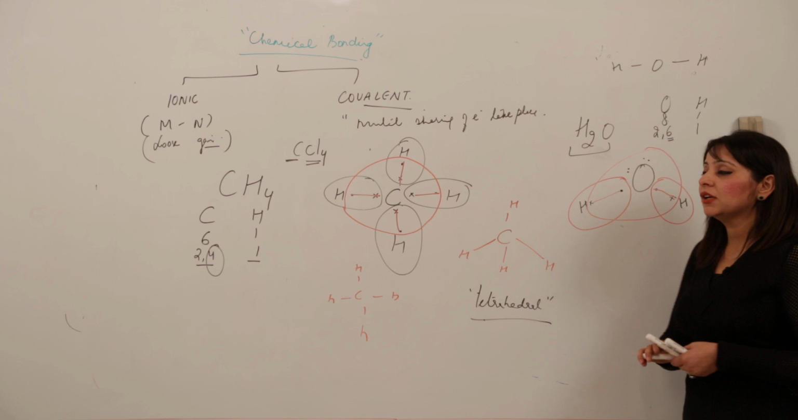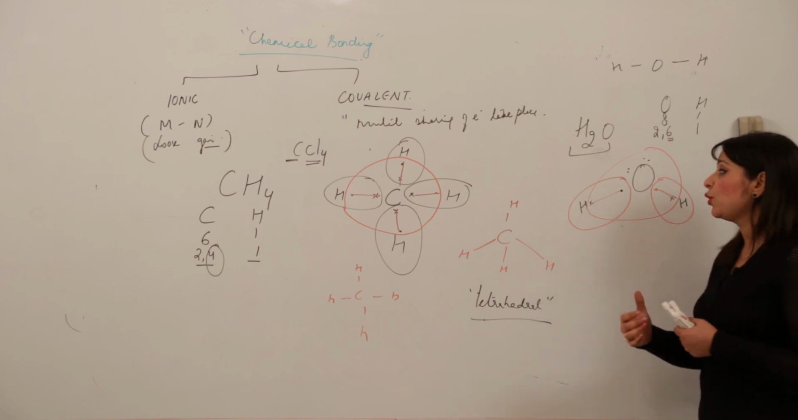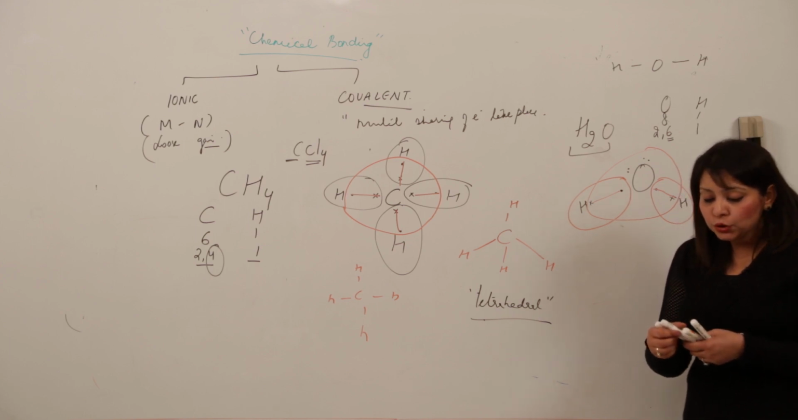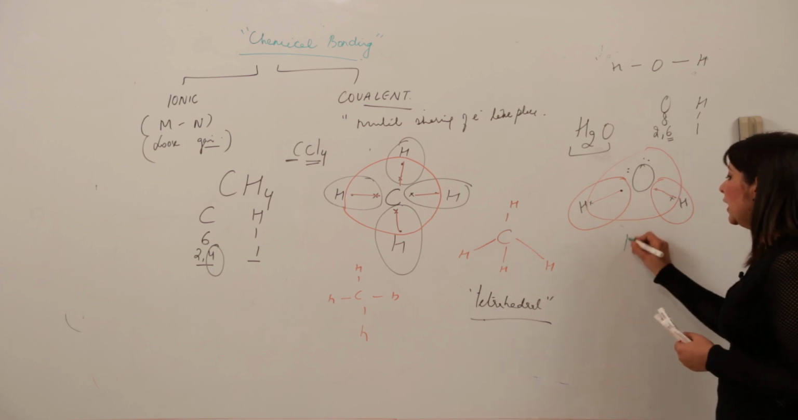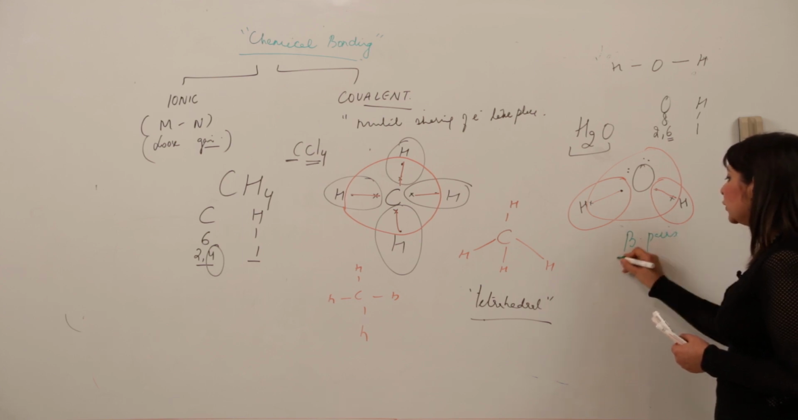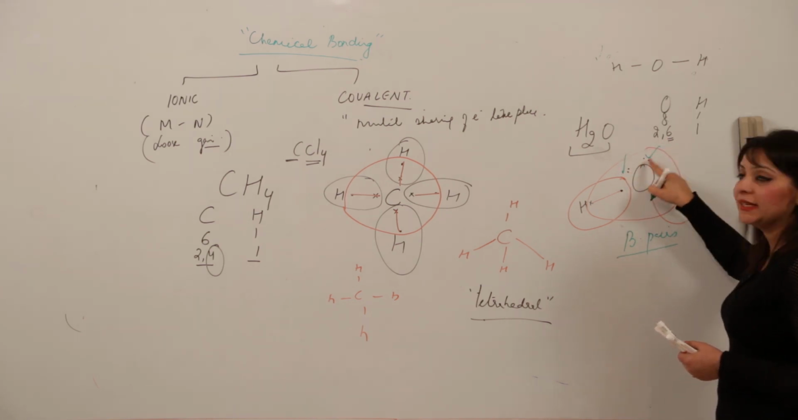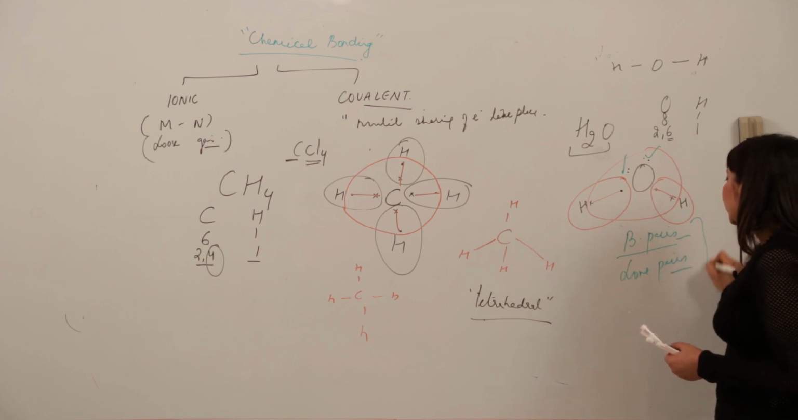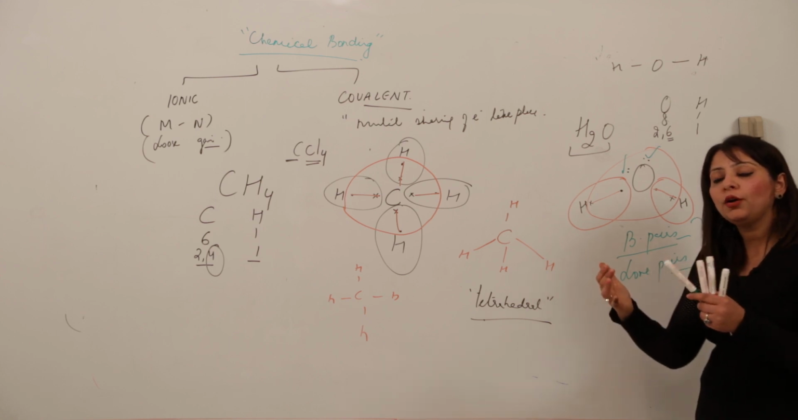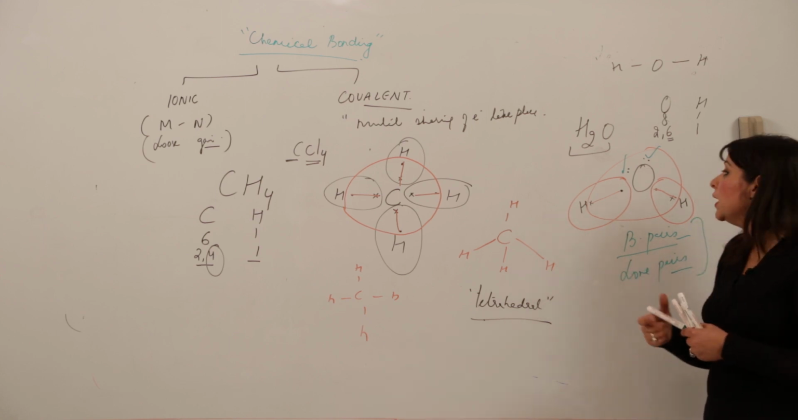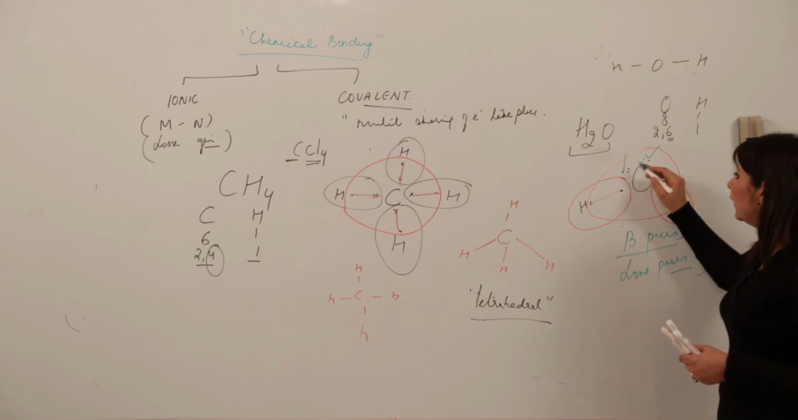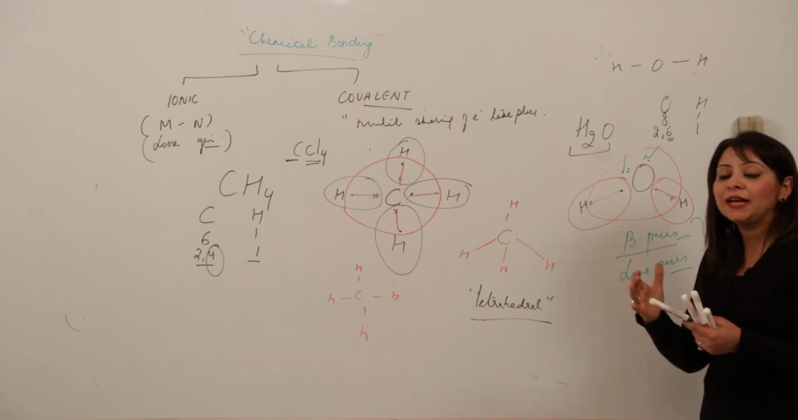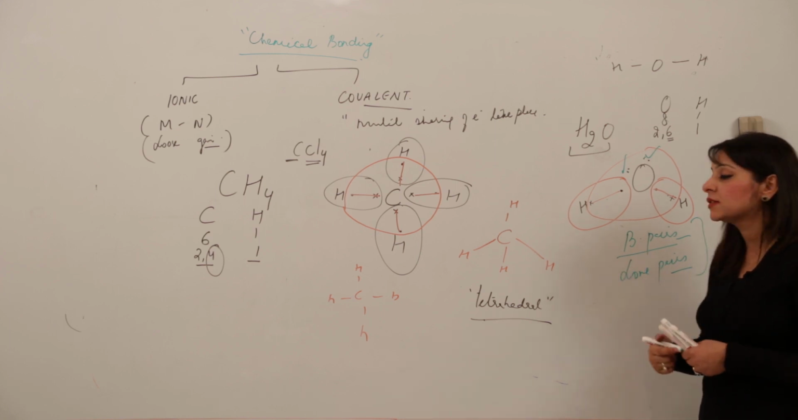It is not always compulsory that all the electrons surrounding the central atom will participate in bond formation. The electrons which participate in bond formation are called bond pairs, and the electrons which do not participate in bond formation, as I have shown here, are called lone pairs. So there are repulsions between bond pair and bond pair, lone pair and lone pair, and lone pair and bond pair. Due to the presence of different types of electron pairs, there are repulsions.